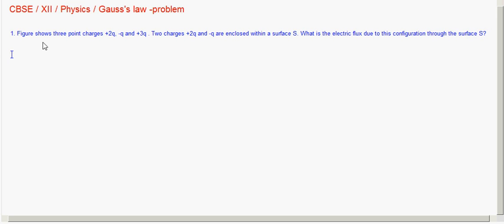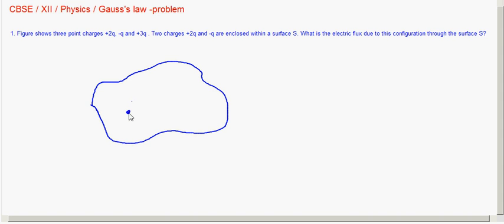Given figure, so I'll give you a figure. We have plus 2q, plus q, and this is a surface S, and plus 3q is outside. What is the electric flux due to this configuration through the surface S? We can apply Gauss law to find out this.